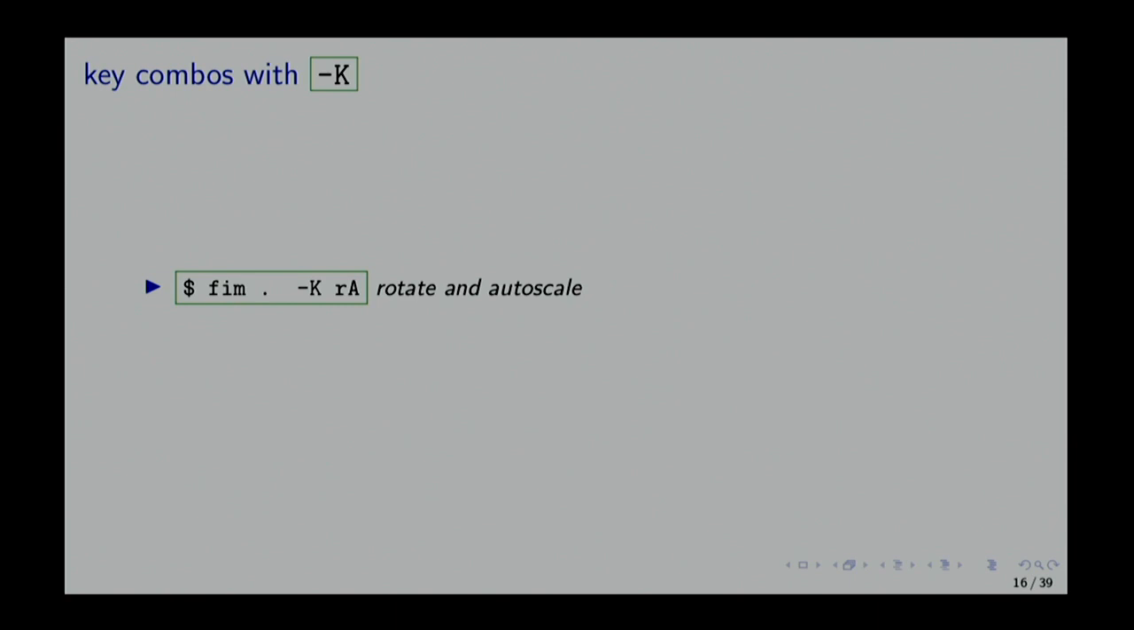You can go further with -uppercase K, so with key combos. So if you specify -big K RA, rotate and autoscale, that will happen as the first thing when FIM starts, once. So afterwards, you're in control.